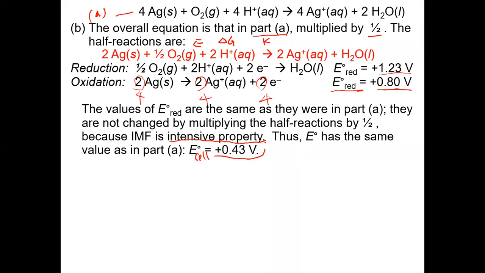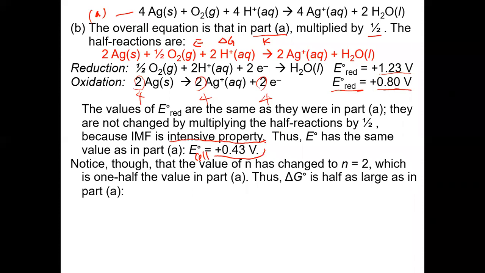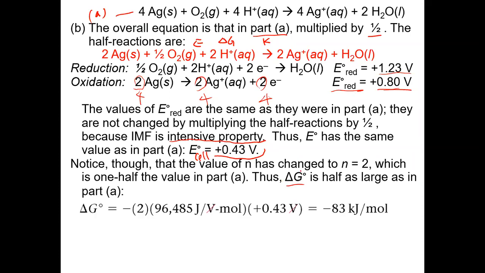But the delta G and K will change because the equation to calculate delta G is this. This is not right, so let me write the equation. Delta G equals negative n F E cell. Even though E cell is still the same, and F is still the same because F is a constant, n changed. So the E cell does not depend on how we write the equation because it is intensive. This delta G depends on the way we write the equation because it depends on n, so it is extensive.